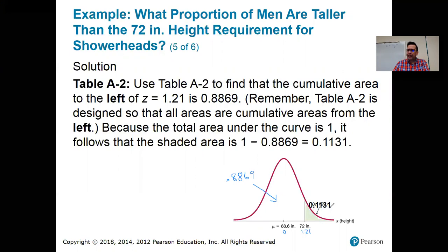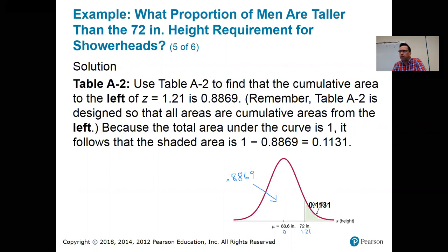1 minus 0.8869 comes out to 0.1131. You might notice that it looks like I've typed this 0.1131 over top of something else. And that's exactly what I did, right? Because the people that put this together used technology to find that area, and it came out a little bit different because their z-score was not rounded, all right?